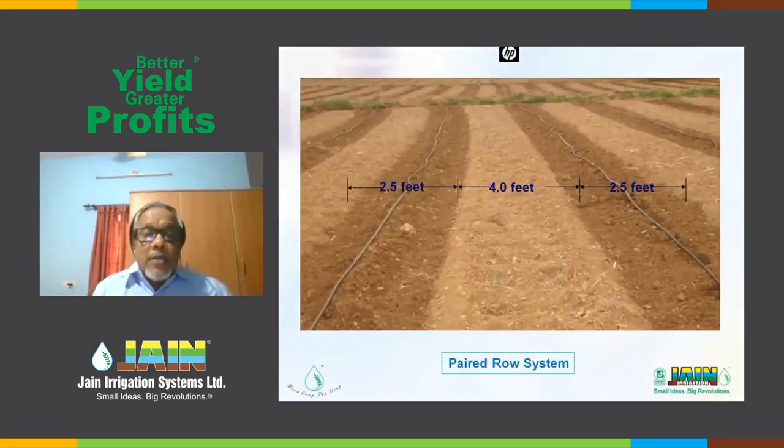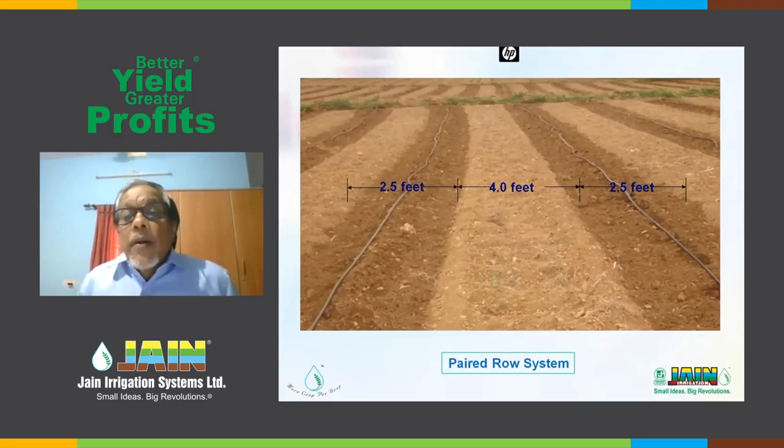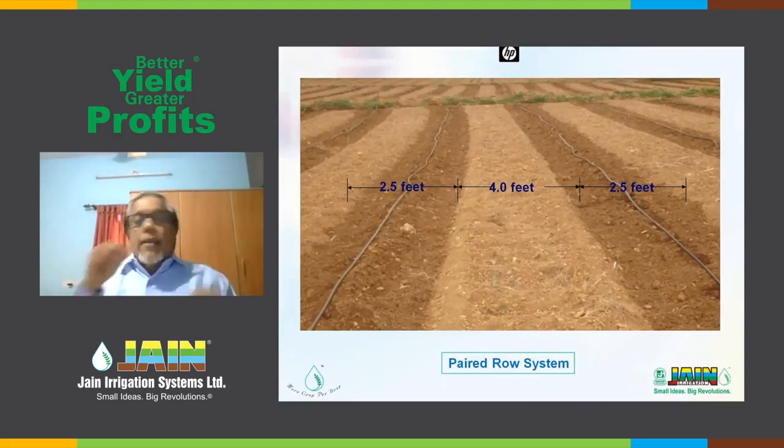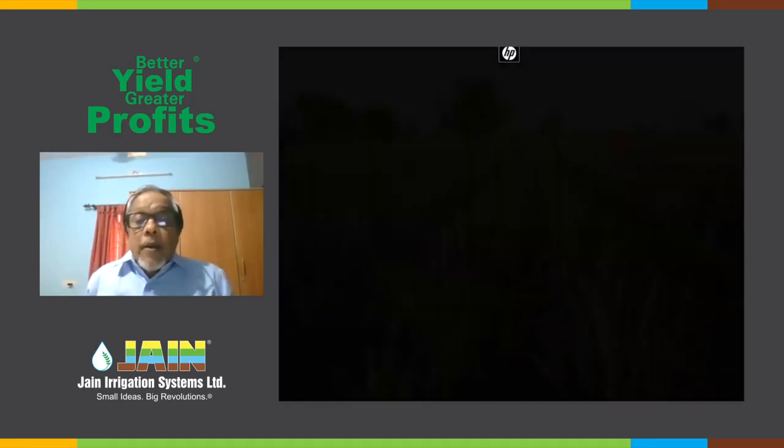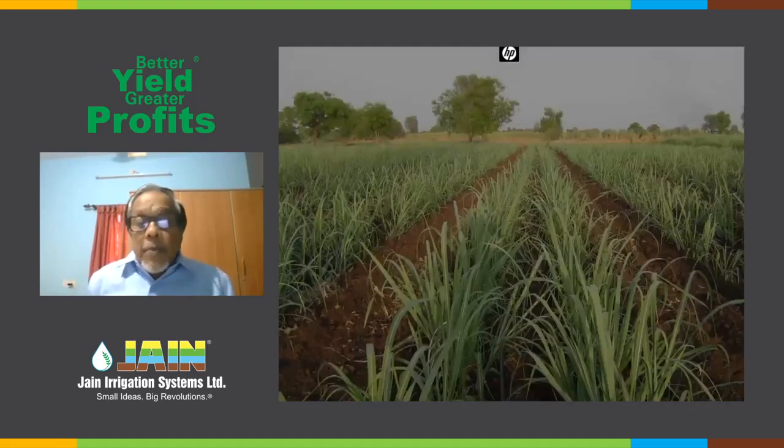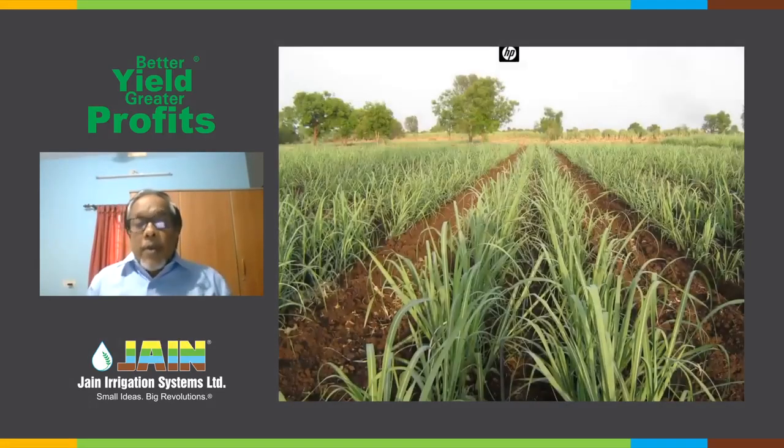This is the actual case. You can see the wetness also. The drip wets about 2.5 feet. On either side of the 2.5 feet are the two rows of cane sets already planted, and the 4 feet in the center remains dry. This is precisely irrigated at that time. Paired row system. That's what it is. You can see the drip line in the middle of that. It's a different field, but you can see how the uniformity is growing.